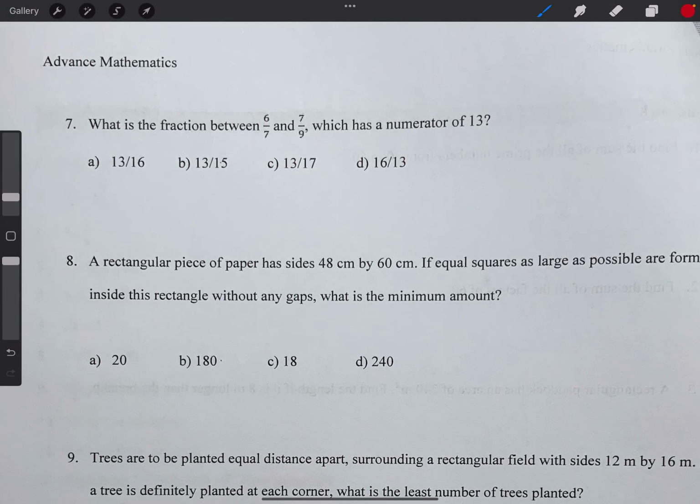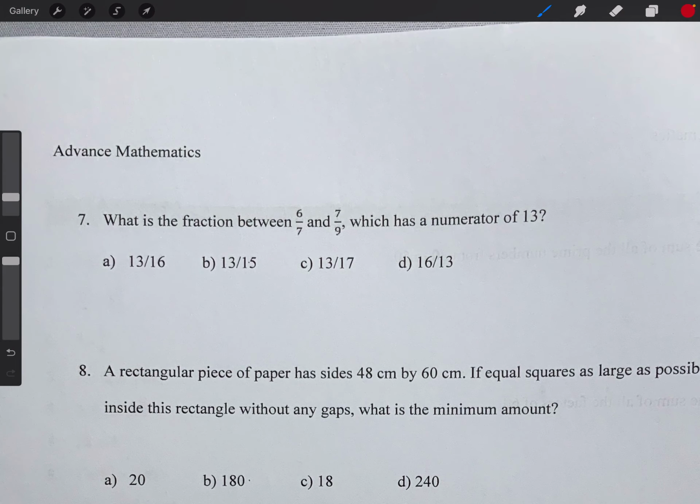What is the fraction between these two? Okay, so let's have a look. 6 over 7 and 7 over 9. What we want is for the top number to be 13, or at least some multiple of 13. So first we make the denominators the same. 7 and 9, the lowest common multiple will be 63. If you times 6 over 7 by 9, you get 54 over 63. And you times 7 over 9 by 7, you get 49 over 63.